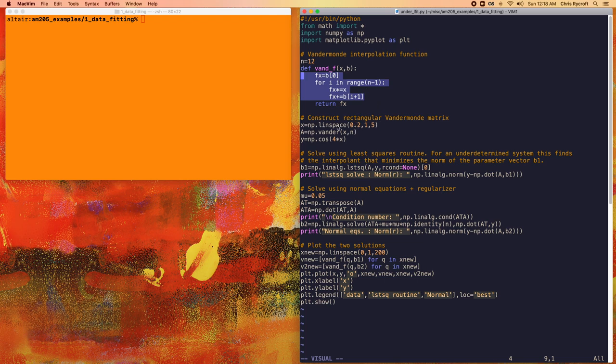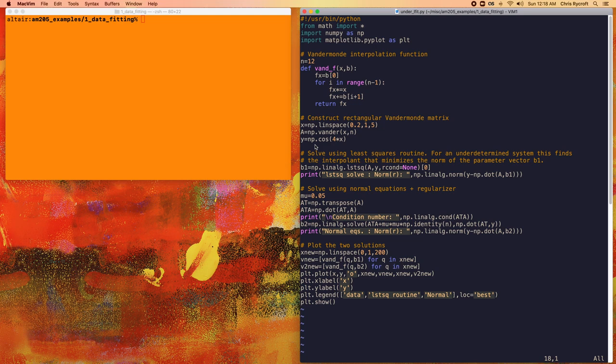So we'll then go ahead and construct our data. We'll make use of 5 linearly spaced points from 0.2 to 1. And we'll go ahead and construct our Vandermonde matrix for this case, where we pass in our data points and then this optional argument that passes back a rectangular matrix that will now have 5 rows and 12 columns. And we'll set our corresponding y values just based on cosine of 4 times x.